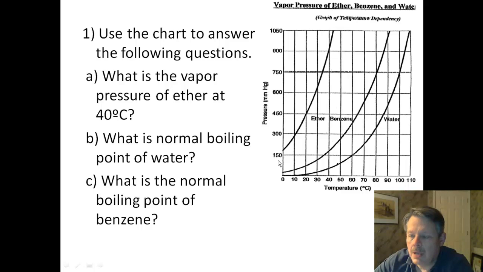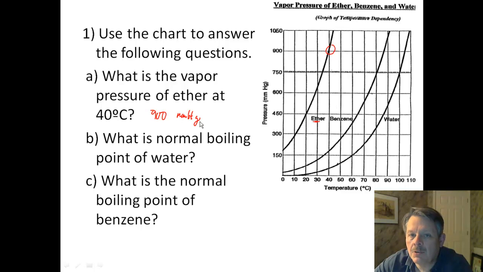Okay, so we look at our graph and we find ether, which is this line, right? Because it says right there it's ether. It says, "What's the vapor pressure of ether at 40 degrees Celsius?" So we find 40 degrees Celsius. We come up here for ether, and we go all the way up here. So it's about 900 millimeters of mercury.